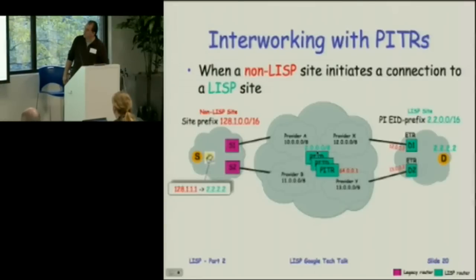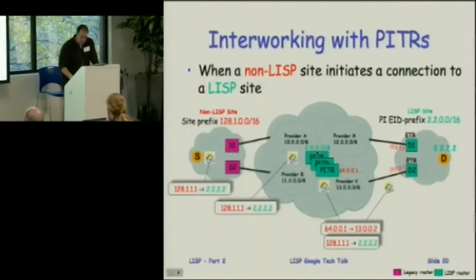So what happens when S wants to send a packet from his locator to that EID, we know that the packet will go towards one of these Proxy ITRs. There's going to be an array of ITRs out there. Okay, so the packet will actually get to the Proxy ITR. The Proxy ITR will say, I'm going to look and see if 2.2.2 is in the mapping database. And if it's in the mapping database, I know it's a LISP site. If it's not in the mapping database, maybe it's routable underneath, and I'll just send the packet.